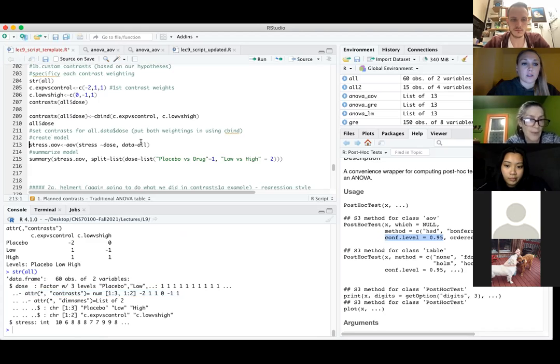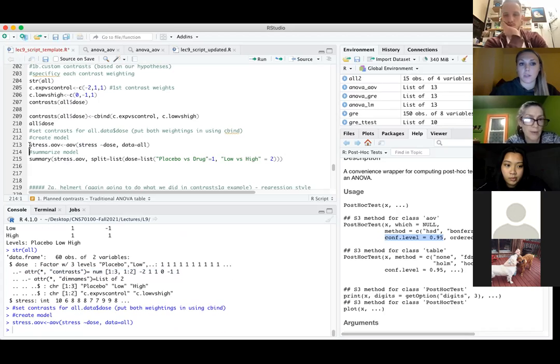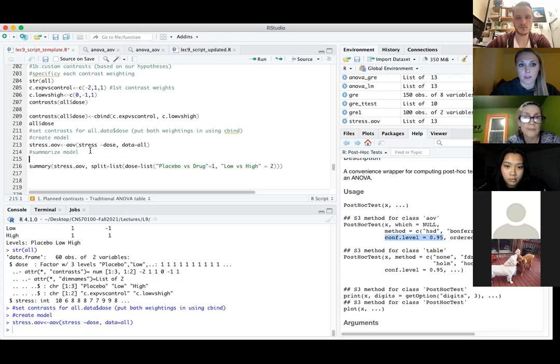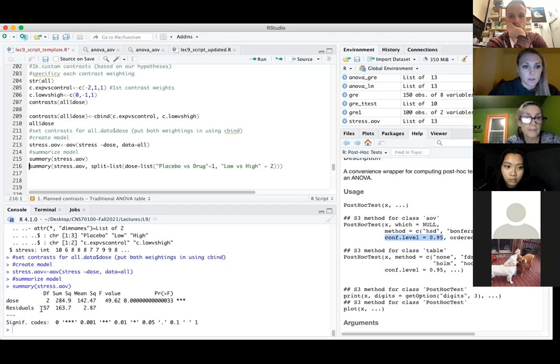All right, so now we're going to create the model. I'm just using the AOV, but again, it gives us the exact same input as the LM. And then we're going to summarize it. And then I'm also going to use this split down here. You don't have to use this at all. I can just show you what it'll do, but I'm doing this split list and naming scheme so that it will name the variables.